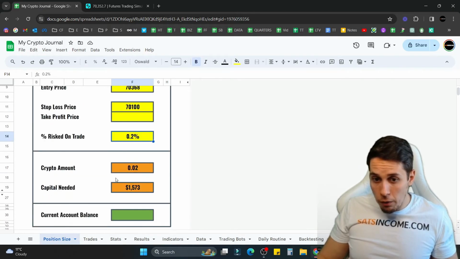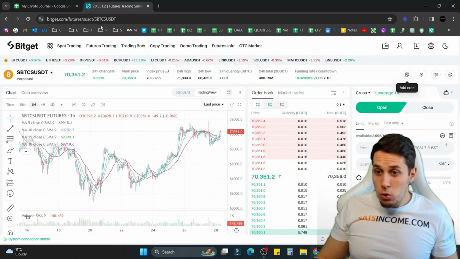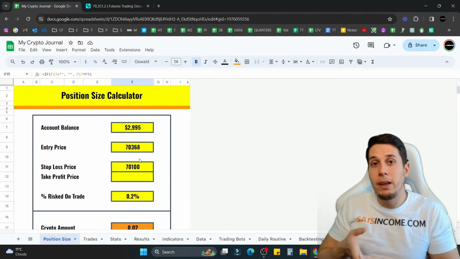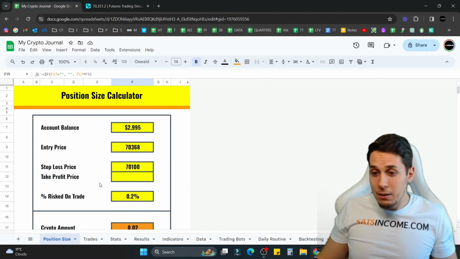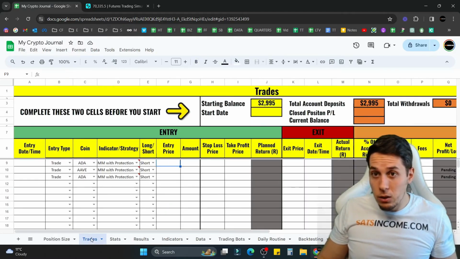So once you do all of that, you're gonna get the crypto amount that you gotta buy and the capital needed. I showed you how to do this for Bitcoin. It's pretty much the same for any other coin, right? It doesn't matter if you're trading Bitcoin, Ethereum, Litecoin, meme coin. It doesn't matter at all. It's the same process. And that's about trading and investing with risk management.